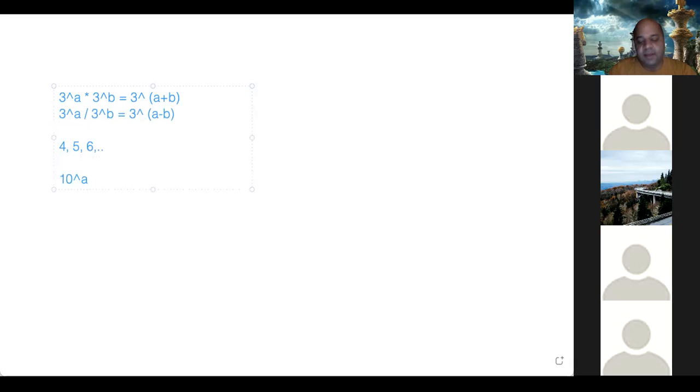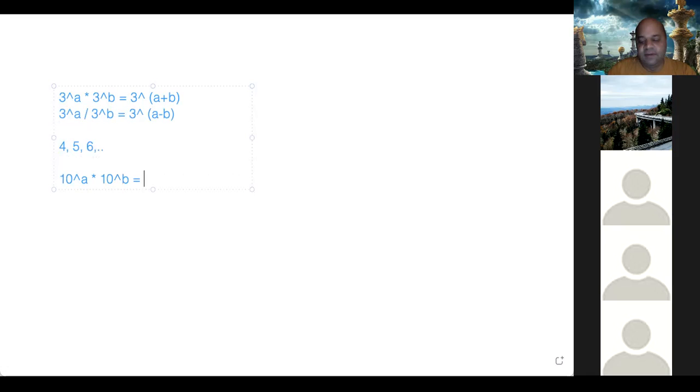10 raised to a into 10 raised to b is equal to 10 raised to a plus b. So this is for multiplication and division, but if we do 3 raised to a plus 3 raised to b, then it is different. For addition, there is no simple formula like that, because it is for multiplication. For addition, there is no way you can just directly get it from that. But I will tell you why it is still useful.